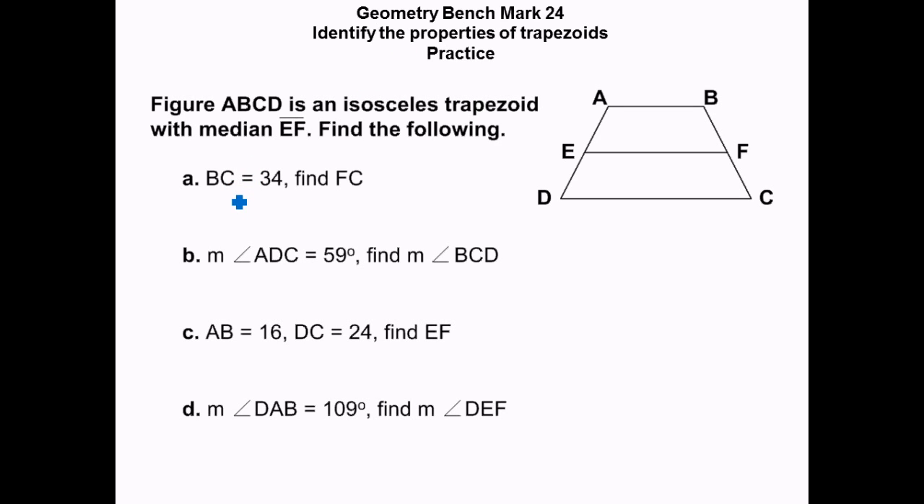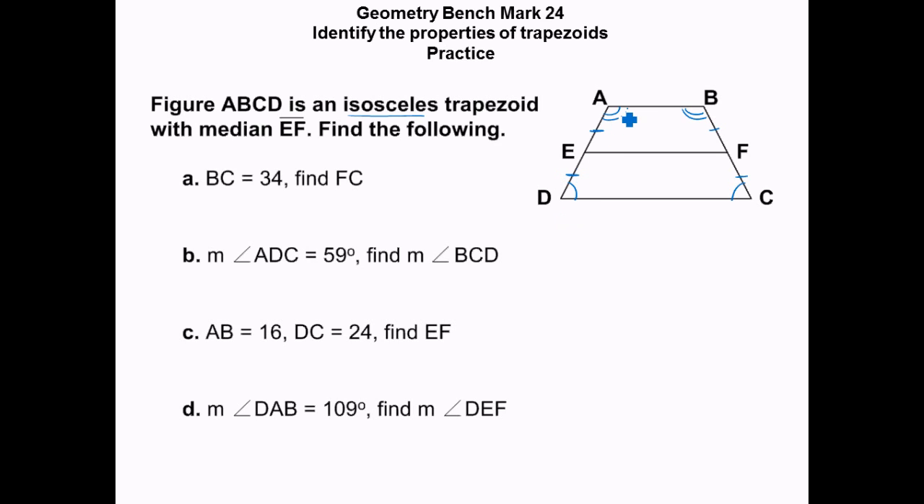Here we have median is EF, so that tells me this is this is this, and I know it's an isosceles trapezoid, so these lengths will be the same also, because this whole length is the same as this whole length. Because it's an isosceles trapezoid, I also know that this angle is the same as this angle, and this angle is the same as this angle.